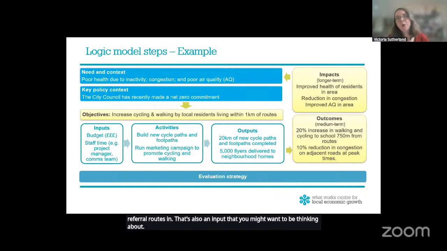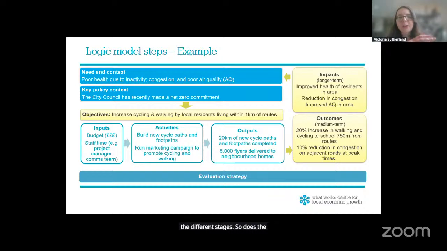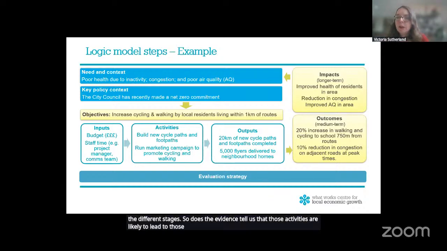Once you've got it all plotted out like this, the thing to do is to start testing the links between the different stages. Does the evidence tell us that those activities are likely to lead to those outputs? What does the evidence tell us about whether those outputs are likely to lead to those outcomes, and so on and so forth? And within that, you want to use as much evidence as possible.